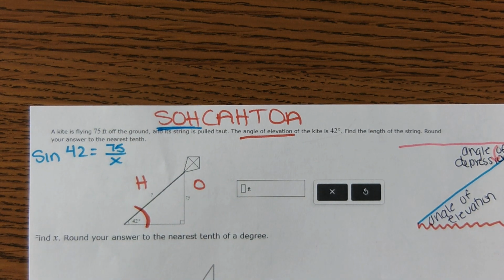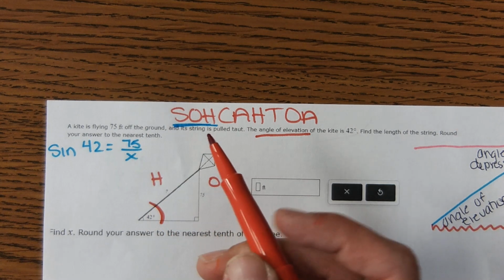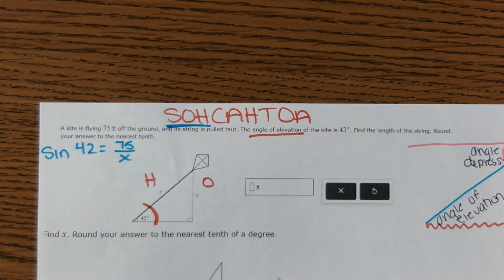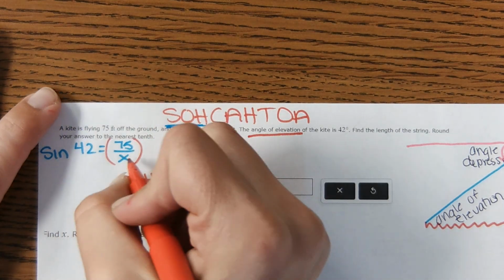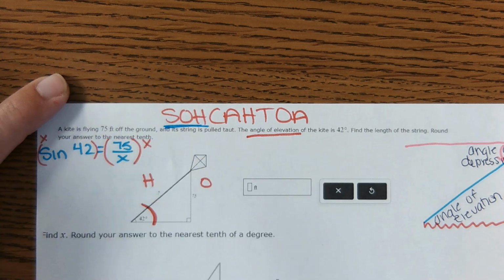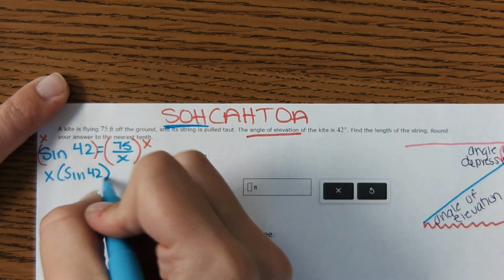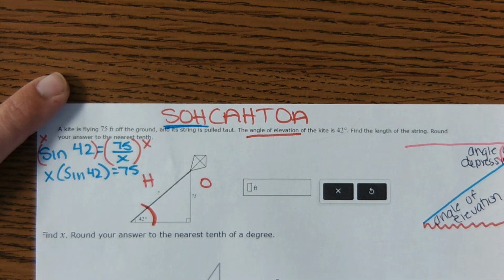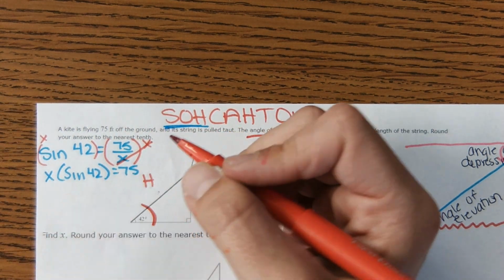Okay, and now I need to solve it. This one takes an extra step to solve because I have x as a denominator. So it's a good example because it's like the harder example. So we will multiply both sides by x, trying to get x by itself. You get x sine of 42 equals 75. This makes the x cancel, so we get to this format.